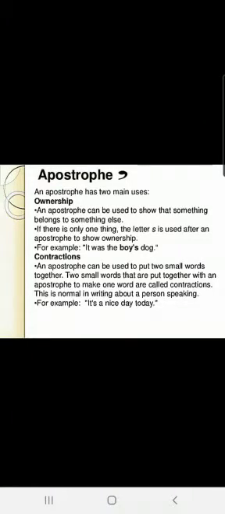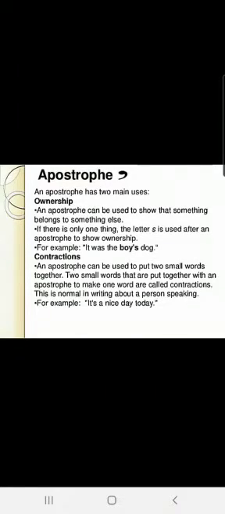An apostrophe can be used to show that something belongs to something else. If there is only one thing, the letter S is used after an apostrophe to show ownership. Like, it was the boy's dog. We are talking about one boy, singular now. So after boy, we put an apostrophe and S. When we talk about plural, you remember, if the noun is in plural, then you only put one apostrophe, no S.